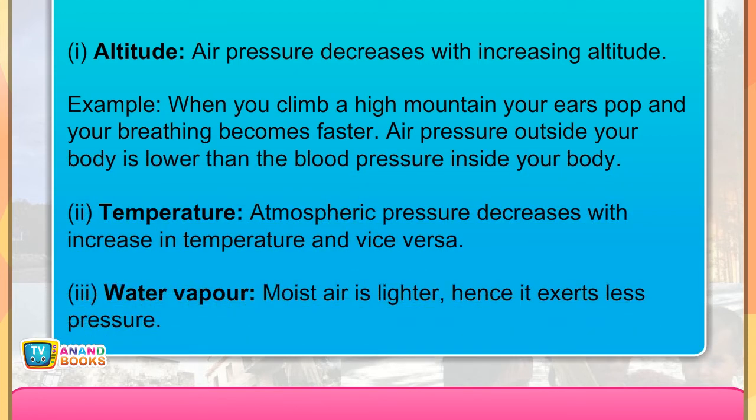Example, when you climb a high mountain, your ears pop and your breathing becomes faster. Air pressure outside your body is lower than the blood pressure inside your body. Number 2. Temperature. Atmospheric pressure decreases with increase in temperature and vice versa. Number 3. Water vapor. Moist air is lighter, hence it exerts less pressure.